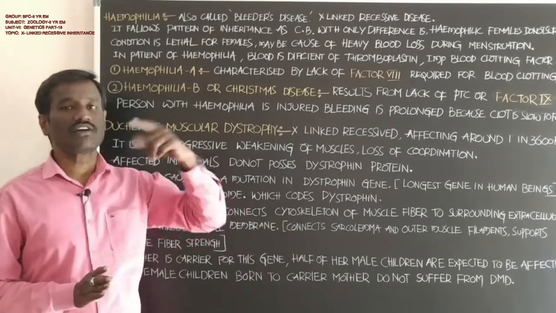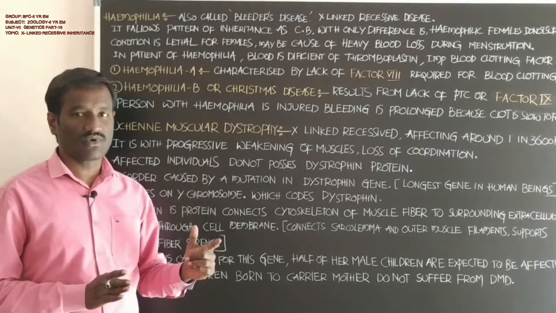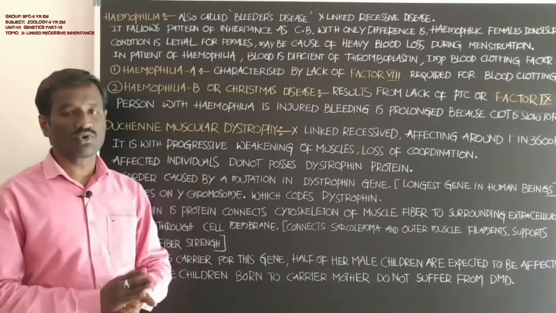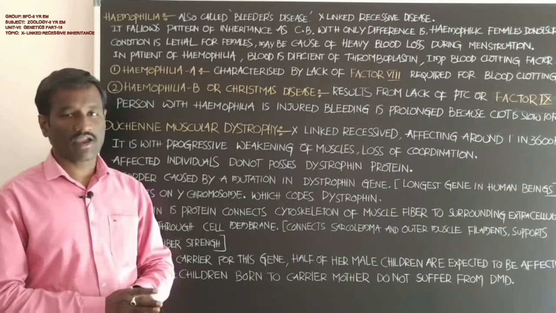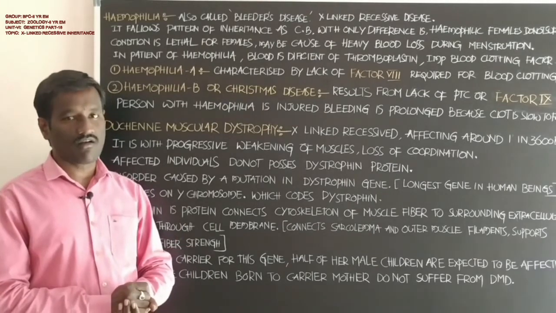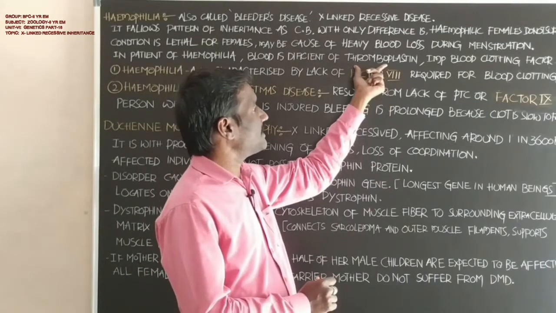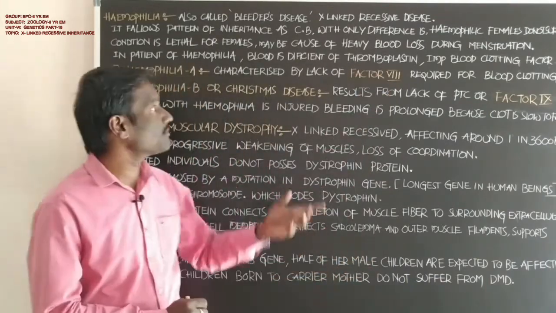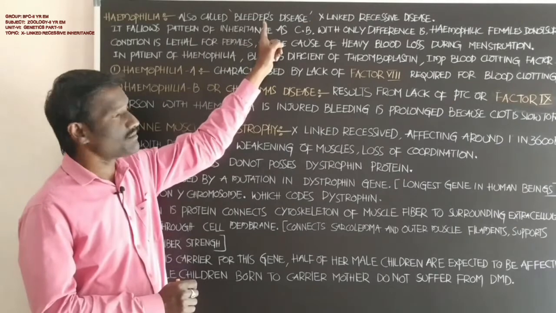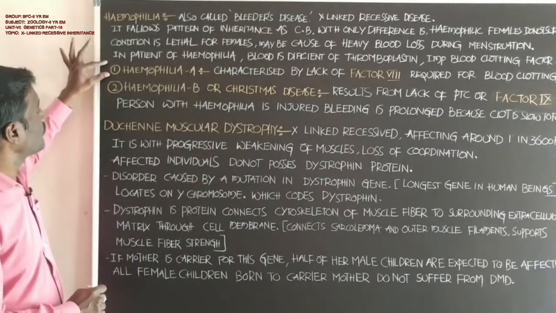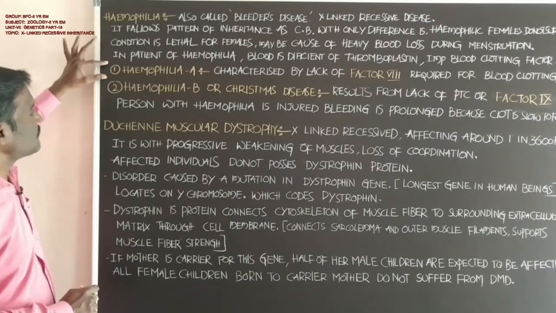It activates factor 7 and motivates the formation of prothrombin activator in the blood clotting mechanism. Thromboplastin is not formed in patients with bleeder's disease. Students, hemophilia is of two types.